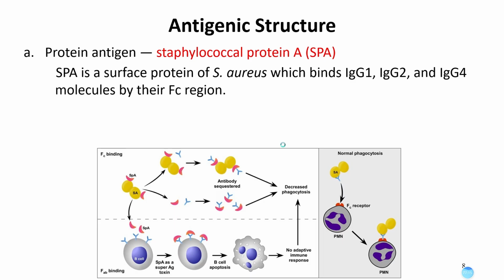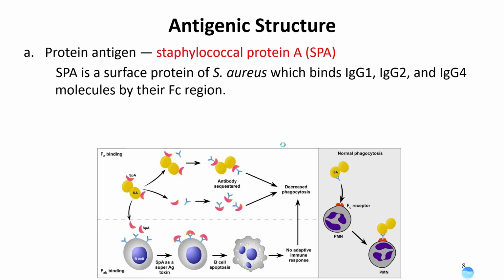The SPA protein can also be produced in a soluble state. The bacteria just secrete a large amount of SPA protein. And this soluble SPA protein can also bind to the Fc region of IgG and can inactivate the antibody so that the IgG antibody cannot work. The phagocytosis will be inhibited.